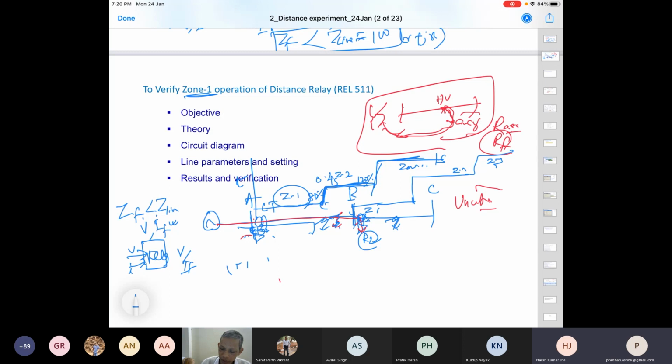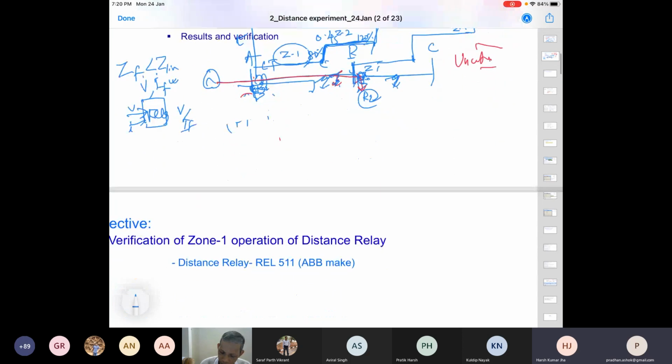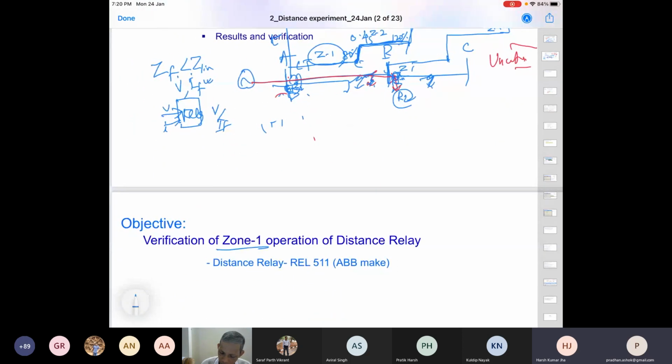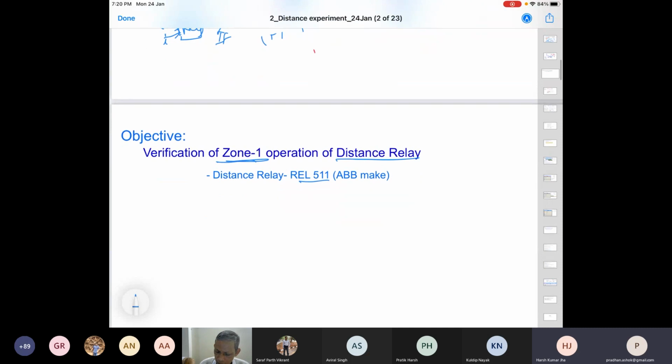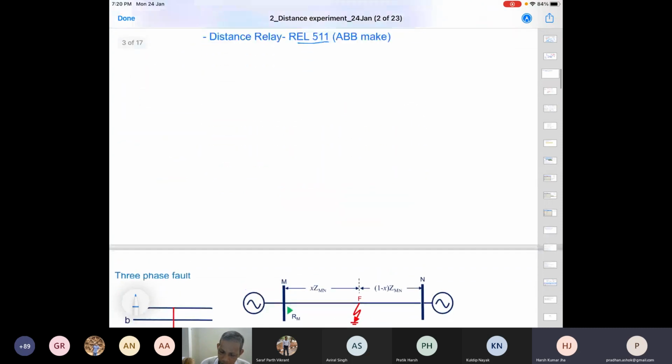That is the philosophy, like the coordination things in the overcurrent; we are talking about that kind of thing. So that's the purpose: our purpose is verification of zone 1 for the distance relay. The distance relay is REL 511, quite powerful in terms of that.